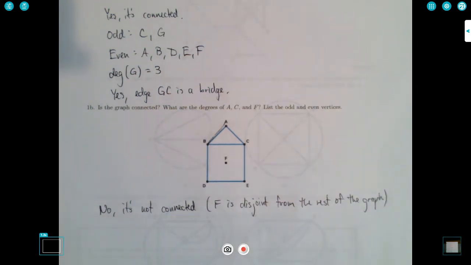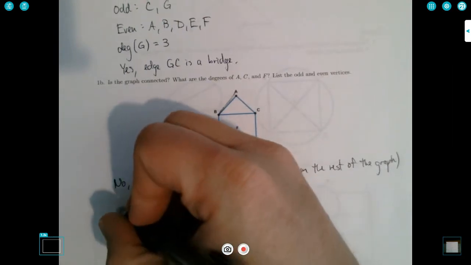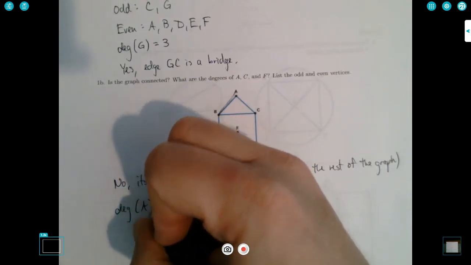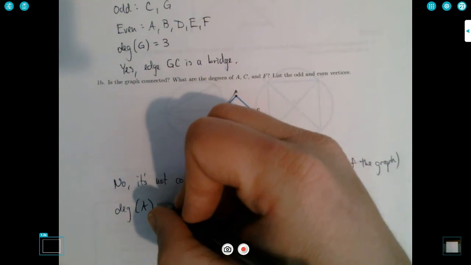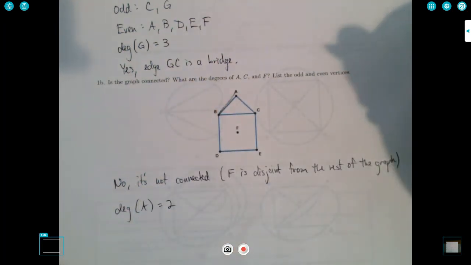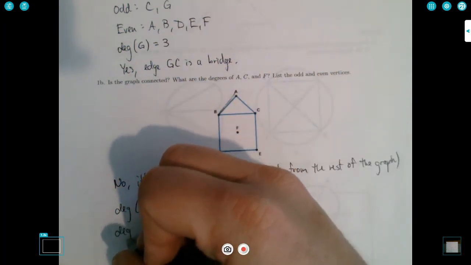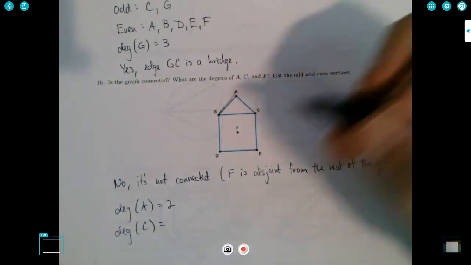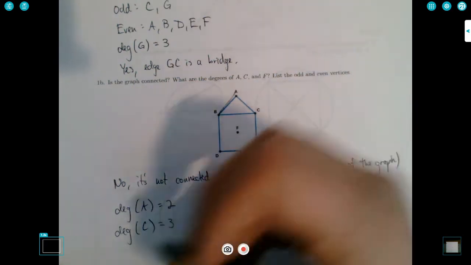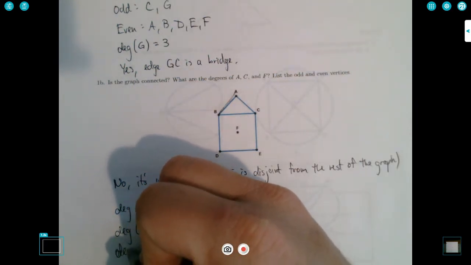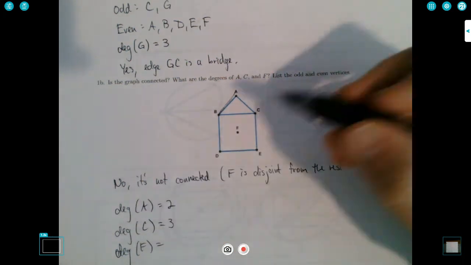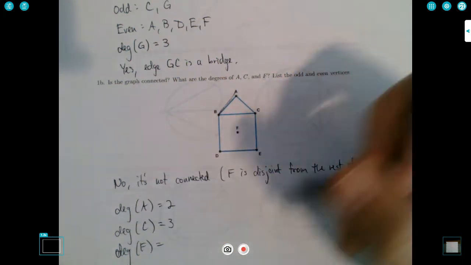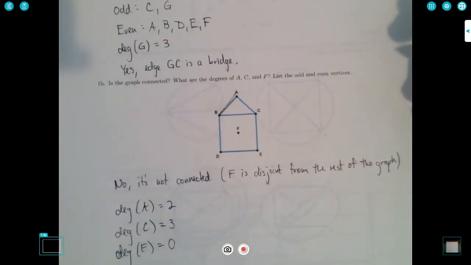But that's okay. What are the degrees of A, C, and F? The degree of A would be 2, right? 2 edges coming out of A. Degree of C would be 1, 2, 3, right? 3 edges coming out of C. Degree of F would be 0. There are no edges coming out of F, so 0.